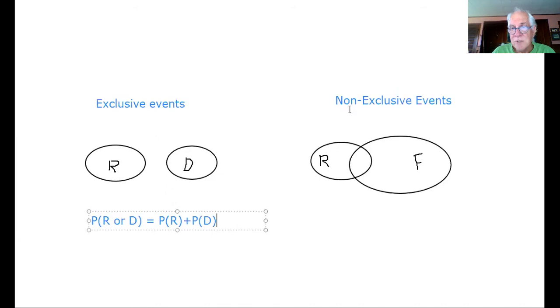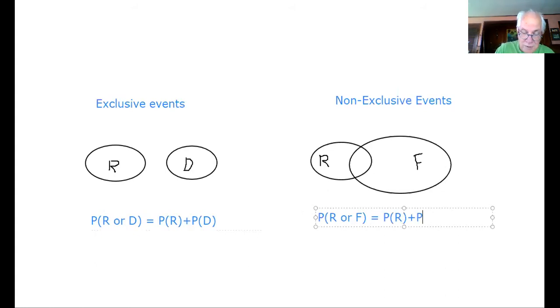This one over here, however, with non-exclusive events, the formula is different. The probability of Republican or female would be equal to the probability of Republican plus the probability of female minus the probability of Republican and female, in parentheses.